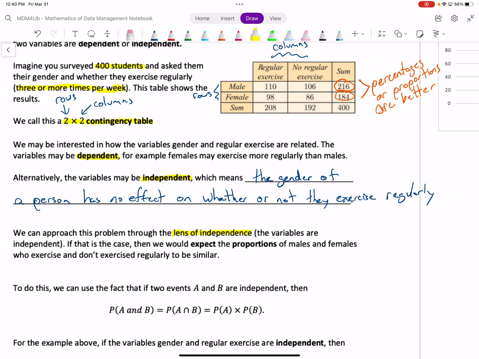And you go to these numbers. If they were independent, let's say I had 110 males who regularly exercise, I would expect, if there's no relationship between gender and exercise, that the number of females would be proportionately the same. Let's say we had 200 males and 200 females. That would be a bit easier. Let's say then I expected 110 males to regularly exercise, therefore I would expect the same of the females. And that's independent, that they have no relation to each other and the proportions would be the same.